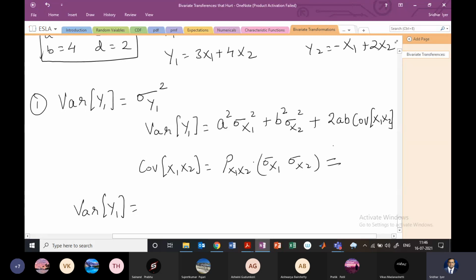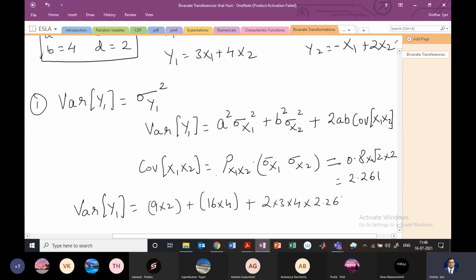Yeah, so let me check. You'll get 0.8, which is given, and you have root 2 into 2. Yeah, so 2.261, right? And then from there, let's try to find variance of y1. So we'll get 9 into 2 plus 16 into 4 plus 2 into 3 into 4 into 2.261.